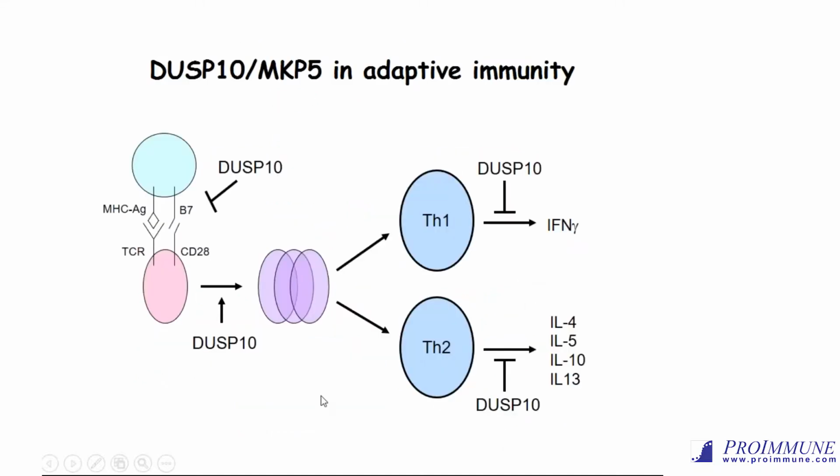We also found that DUSP10 plays a very important role in adaptive immunity. On one hand, DUSP10 is required for the activation of T cells. On the other hand, when these T cells differentiate into Th1 or Th2, DUSP10 is able to inhibit the effector functions such as the expression of interferon gamma by Th1 or the IL-4 and IL-5 by Th2.